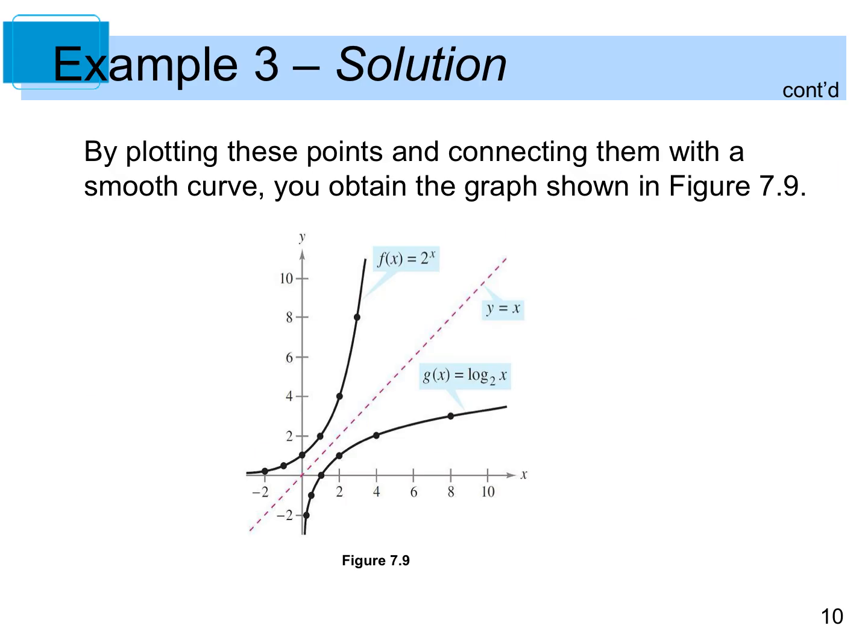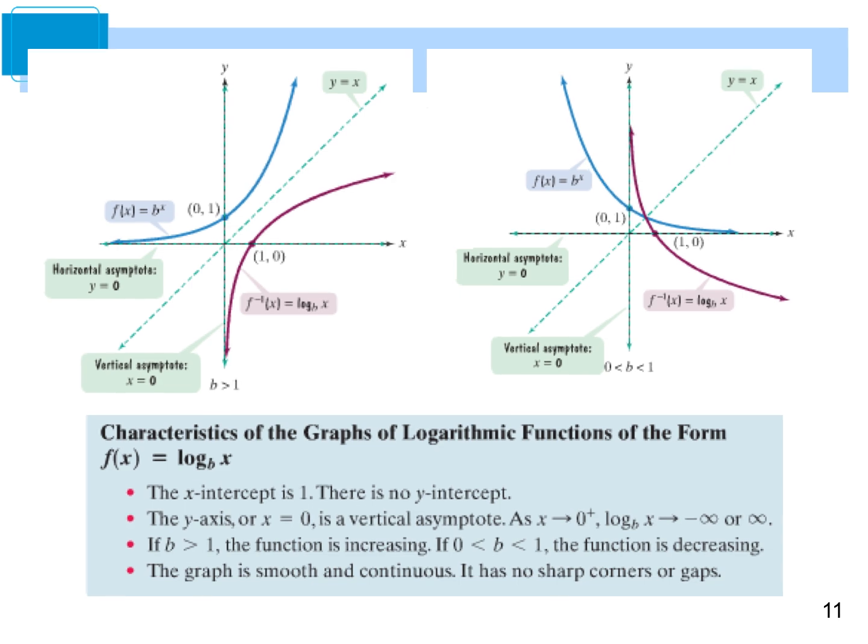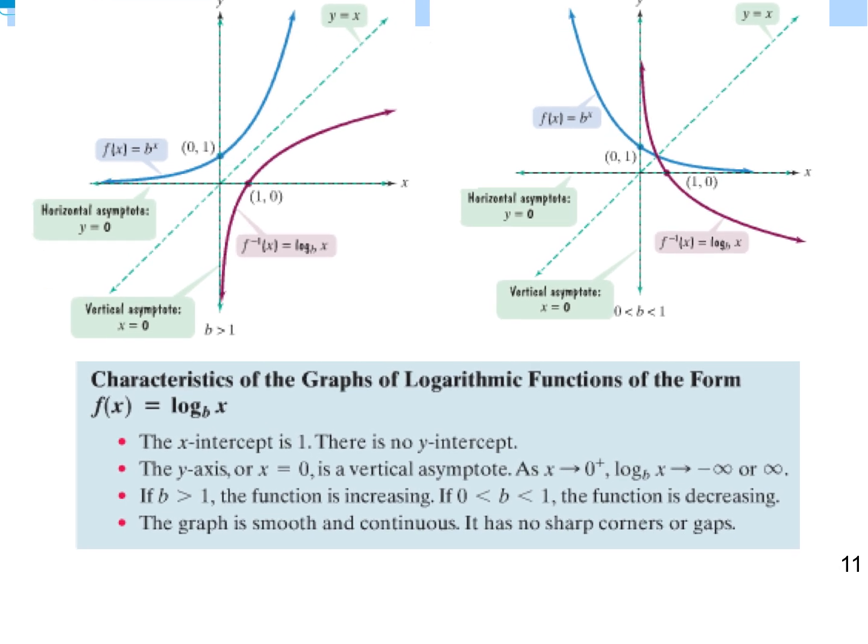It graphs it for us on the next page, so this is just the solution to the last one. Here's our characteristics of log functions. So it says the x-intercept is 1 and there is no y-intercept. This will change if our function moves or if we have a shift in it, if we're adding or subtracting something. So our x-intercept isn't always 1, but to find the x-intercept, we would plug in 0 for y.